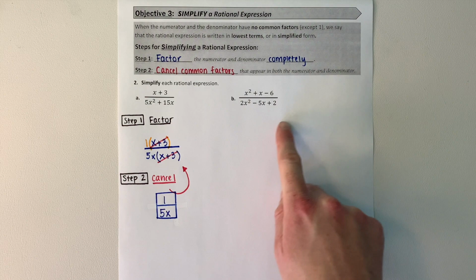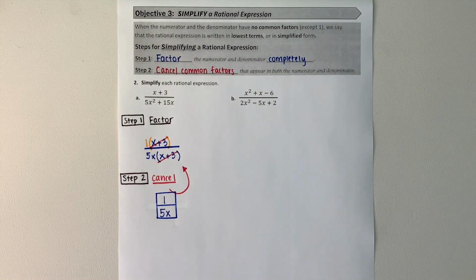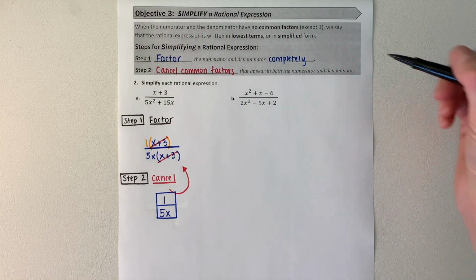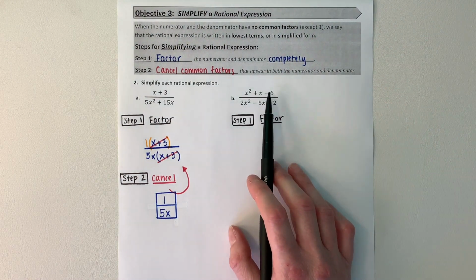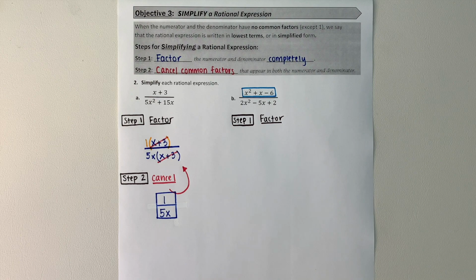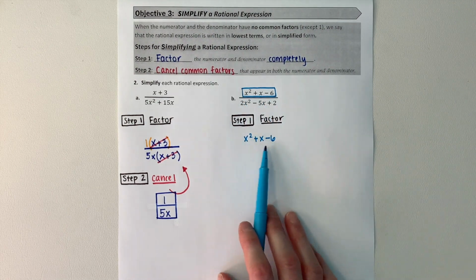Again, we're asked to simplify this rational expression, and whenever we're asked to simplify a rational expression, we'll follow these two steps here. Step 1, we want to factor the numerator and the denominator. I'm going to start by factoring the numerator. So I've started by copying the numerator down here.